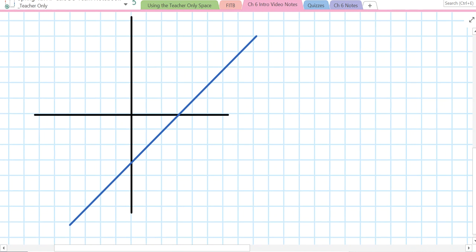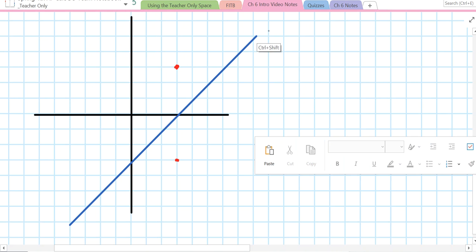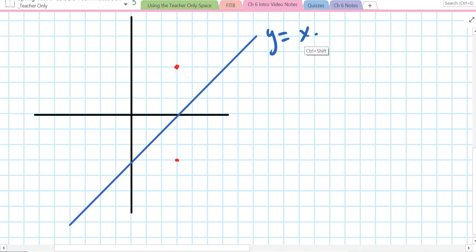All right. So we're going to exaggerate it a bit. Up here on this scale, we'll say that that's 1, so that's the point 1, 1. And this is 1, negative 1. And if we're graphing, let's label this. This is y equal to x minus 1.